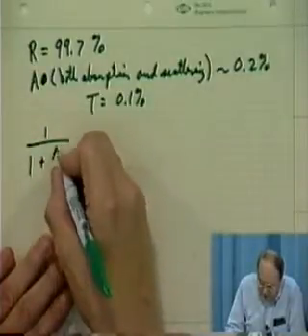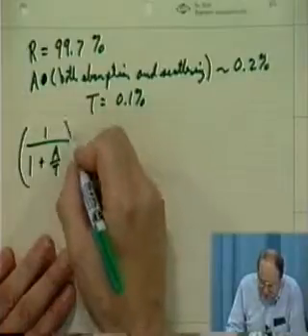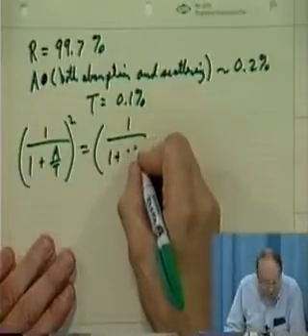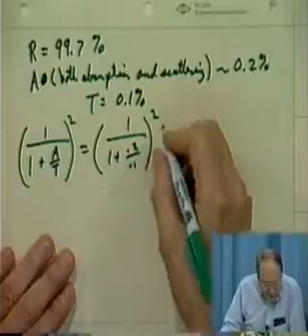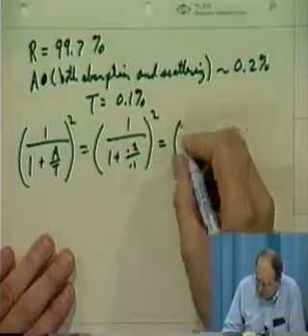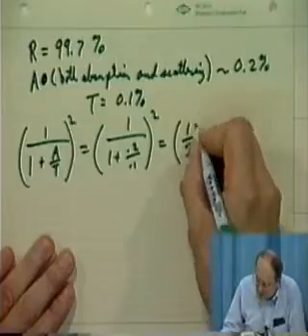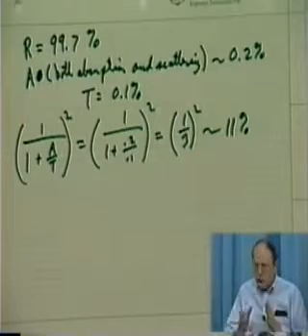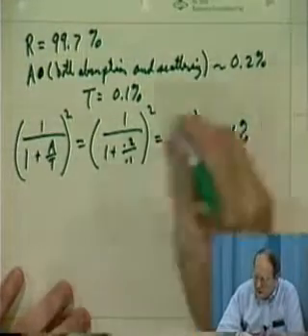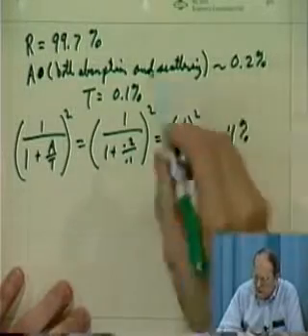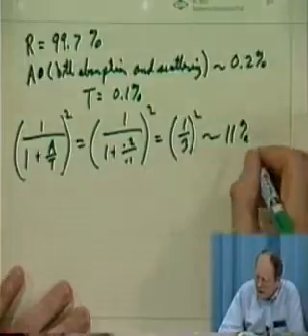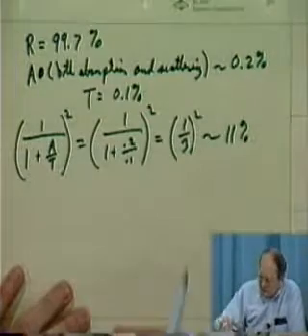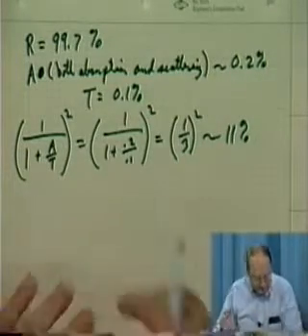1 over (1 plus A over T) squared. So this is 1 over (1 plus 0.2 over 0.1) squared. Even without a calculator, I can do that. That's 1 over 3 squared, about 11%. So we buy these two mirrors, and we get pretty sharp fringes, but if this is what the mirrors really are, we only get 11% of the light transmitted through. But, so what? We wanted sharp fringes, 11%, let's turn up the laser power and that's fine.